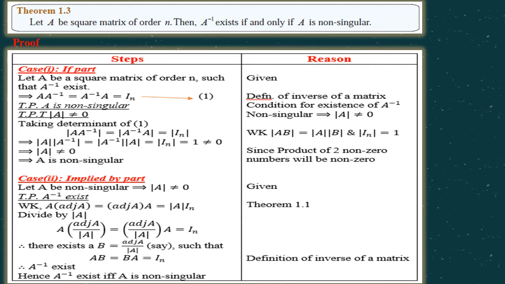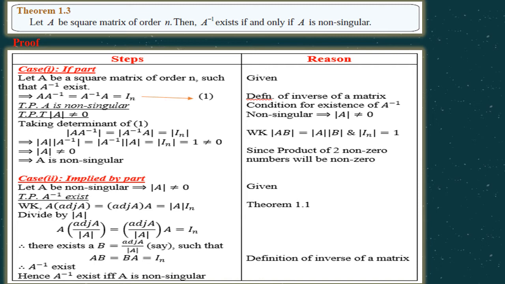Case 2. Implied by part. Let A be non-singular and we need to prove A inverse exists. A non-singular means by definition we know determinant A not equal to 0. We need to prove A inverse exists. Now remember the theorem 1.1. We know A into adj A equal to adj A into A equal to determinant A into I_n.